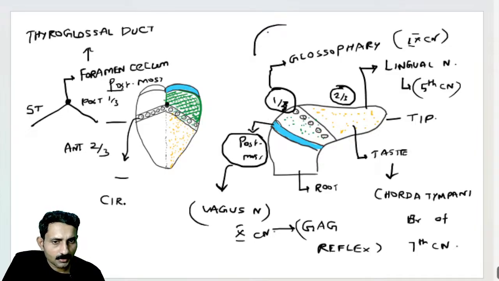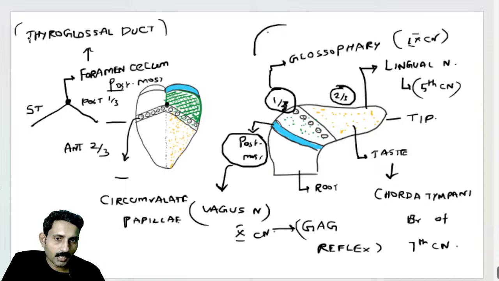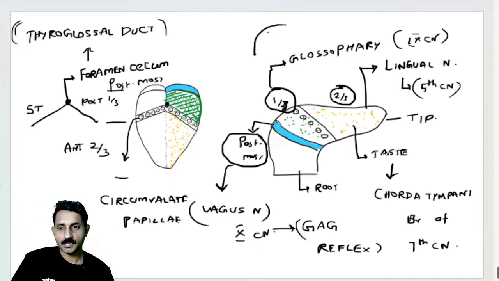The papillae here are called circumvallate papillae. It is a histology question. This is called circumvallate papillae. So this is a gross anatomy question. This is an embryology question. Foramen cecum is a remnant of the thyroglossal duct. Gross anatomy wise, these are the topics related to the tongue.